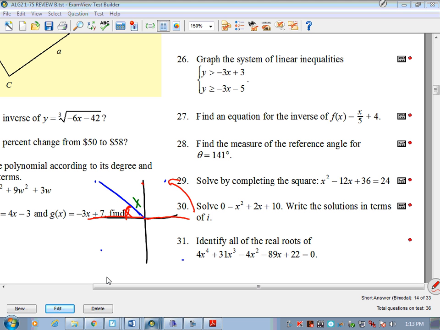Okay. So what we want to know is what are the number of degrees left, all right? What's between my blue and my x-axis? Okay, well, if it was 141 degrees, how am I going to find that out?